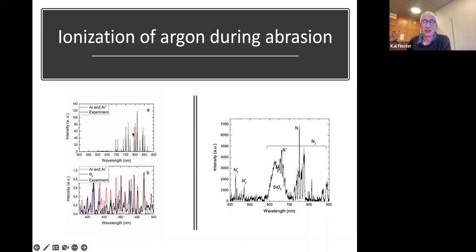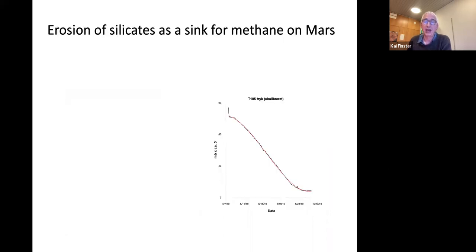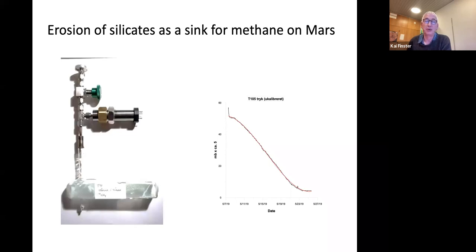And our argument is then, argon and nitrogen are very difficult to ionize. You need a lot of energy. So what about methane? Methane needs a much lower ionization energy than argon does. So maybe methane could be removed from the atmosphere by this process. And we did an experiment. We constructed an ampule like this. This is not the one that I'm showing here, but just to show you the experimental setup.